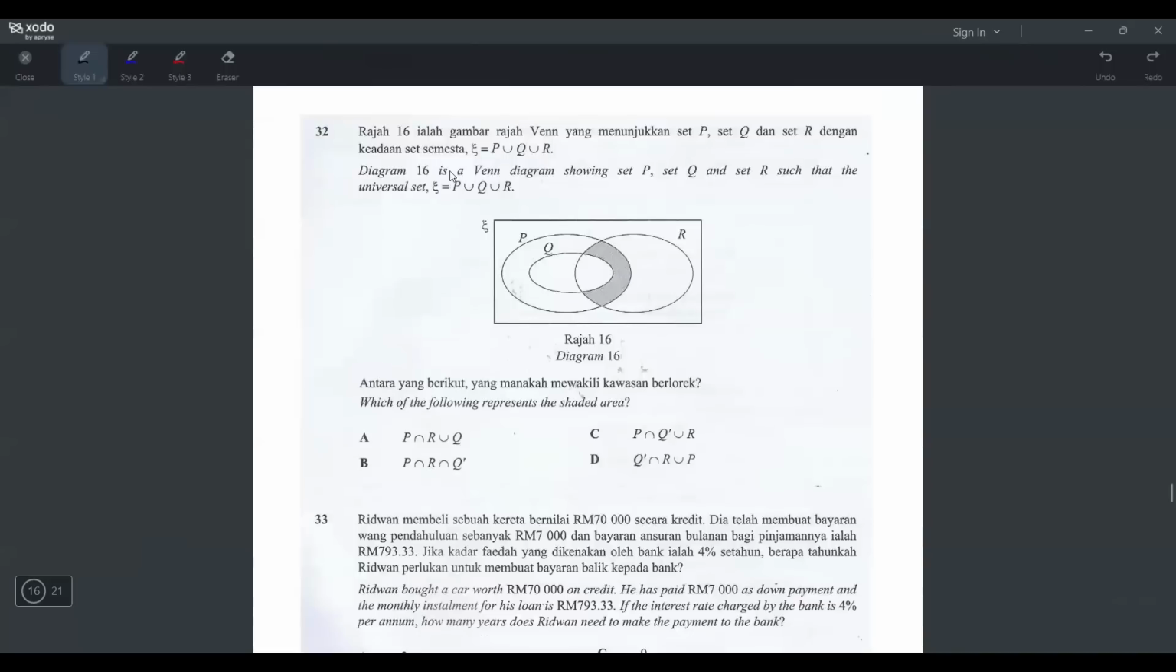Okay, let's do 32. Diagram 16 is a Venn diagram showing P, Q, R such that the universal set is P union Q union R. Okay, no problem. Which of the following represents the shaded area? So this is the shaded area. So how can we do this question?